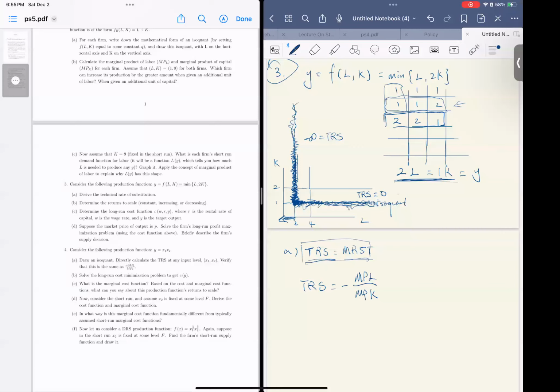Okay, let's look at this. So at this point, how much will I exchange for another unit of capital? How much labor? Zero, right? No matter how much labor you give me, I will not exchange any. I will not exchange for that capital. Right? It's a similar concept.